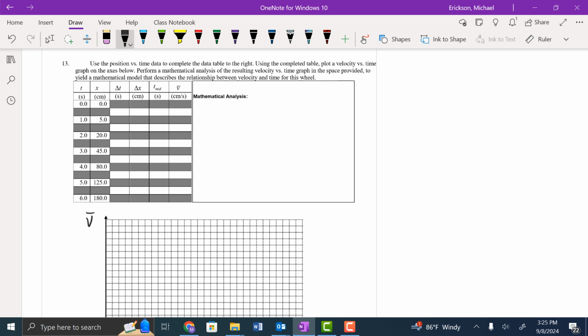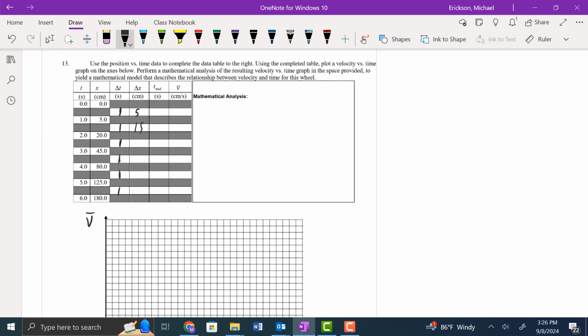So delta t is just whatever this is. It's actually going to be 1 the entire time, so we can just put in 1. It's literally always 1 minus 0, and then 2 minus 1, 3 minus 2. The way this lab's set up, it's always the same. Now, delta x is 5 minus 0 here, or 20 minus 5, and then you go all the way down.